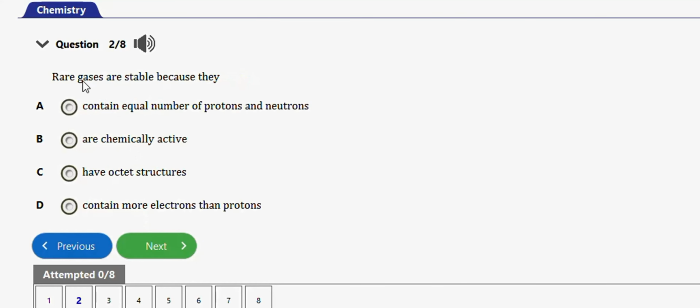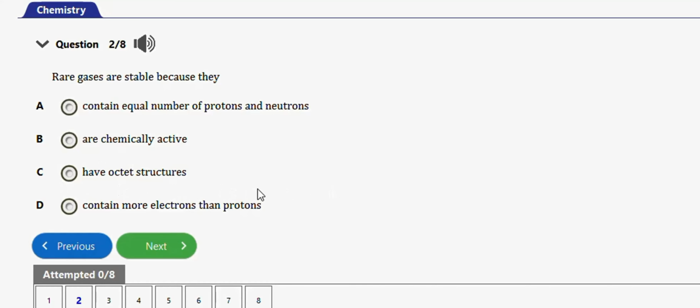It says noble gases are stable because they have contain equal number of protons and neutrons, are chemically active, have octet structures, contain more electrons than protons. So the right option is option C. They have octet structures. Alright, so they already have their atomic shells completely filled.